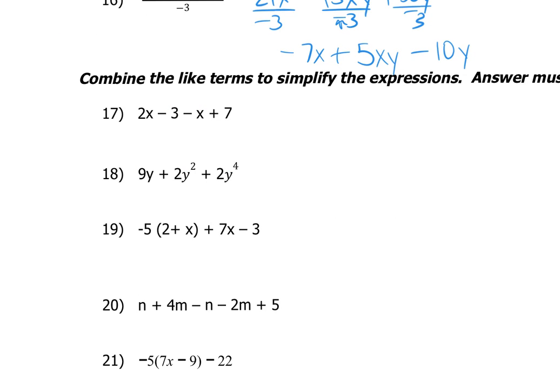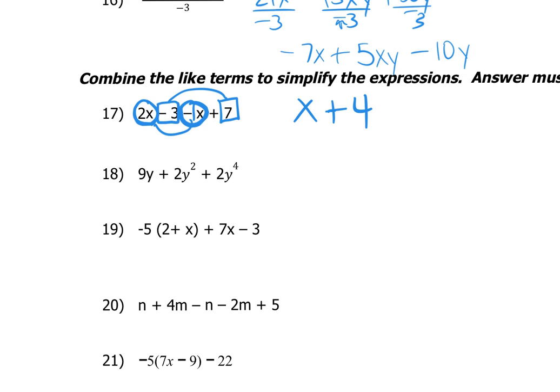For the next section, you're going to be combining like terms to simplify the expression, and you want to make sure that your answer is in simplest form. So for the first problem, we're going to put together 2x minus x, so that's like minus 1x, and 2 minus 1 is 1, so we'll have 1x. And remember, we don't want to put the 1 in front of the x, we just want to put x, because 1 times x is just x. And then we'll put together the minus 3 and the plus 7, and that'll give us a positive 4. So our answer is x plus 4.